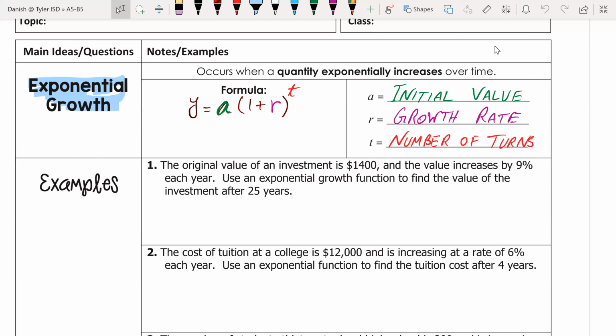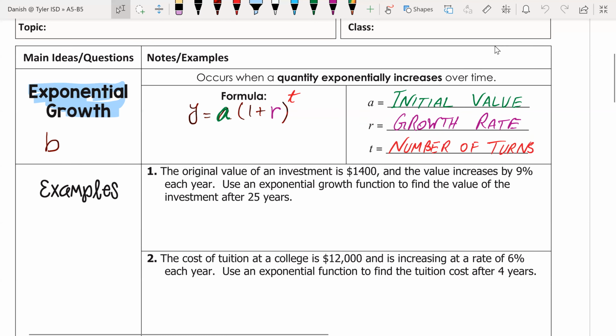But let me try to connect this whole function with the original exponential function. What was the exponential function? That was something like y equals a times b raised to power x. That's what we had initially. Now in the exponential growth, I'm claiming b is equal to 1 plus r. So b is replaced with 1 plus r.